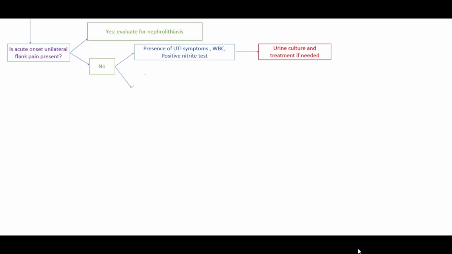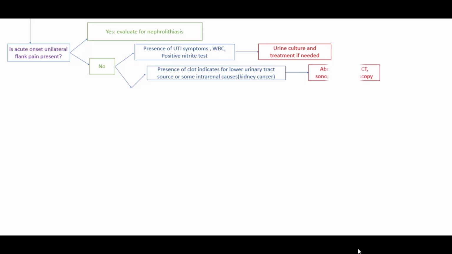If no, we have to ask about the presence of clots, because presence of clots indicates a lower urinary tract source or some infrarenal causes, I'm sorry, for example kidney cancer. And we have to ask for abdominopelvic CT, sonography, and cystoscopy.